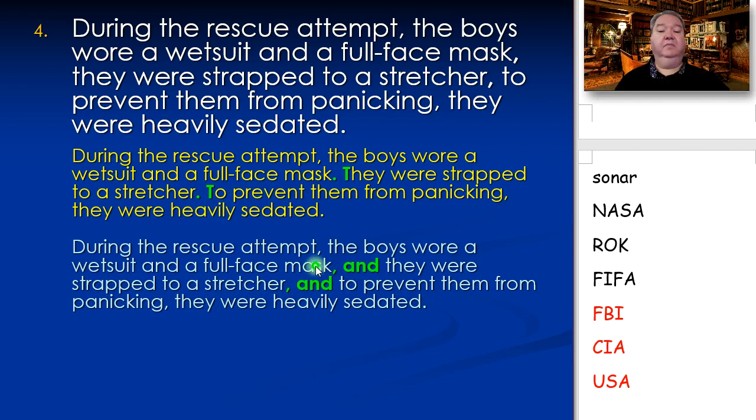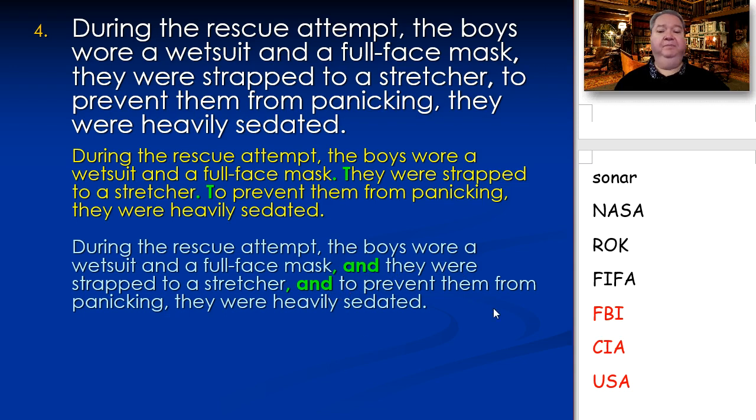During the rescue attempt, the boys wore a wetsuit and a full face mask. Independent clause, comma, and they were strapped to a stretcher, comma, conjunction, independent clause, comma, and to prevent them from panicking, dependent clause, comma, they were heavily sedated, independent clause. During the rescue attempt, the boys wore a wetsuit and a full face mask, and they were strapped to a stretcher, and to prevent them from panicking, they were heavily sedated. Now, grammatically, this is correct, but it gets a little awkward, so I wouldn't really recommend this one.